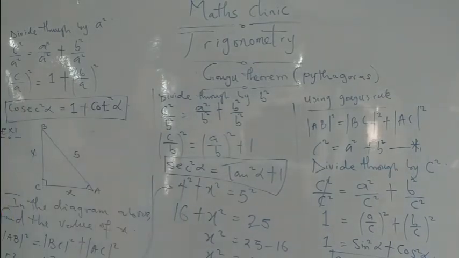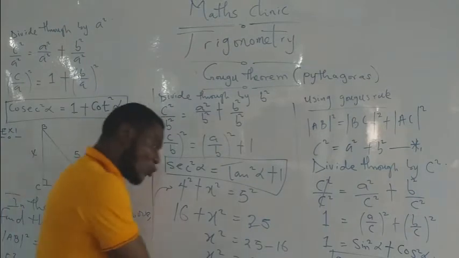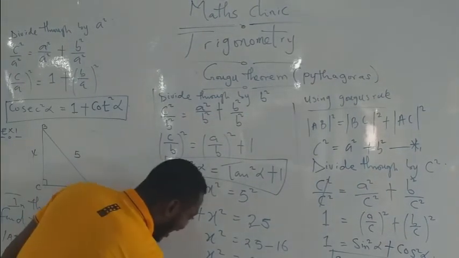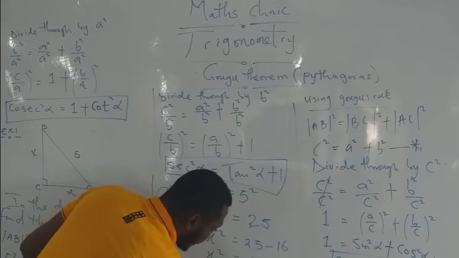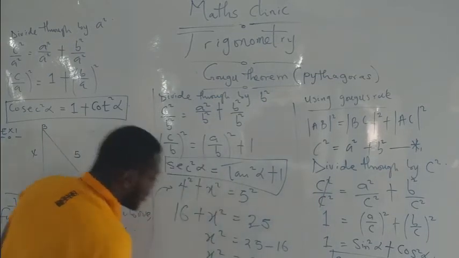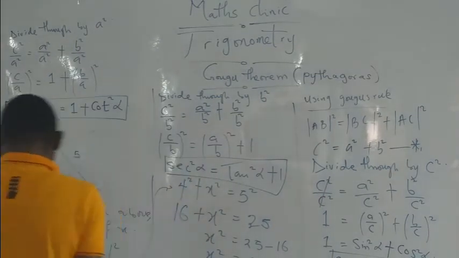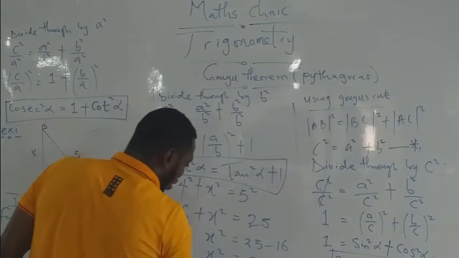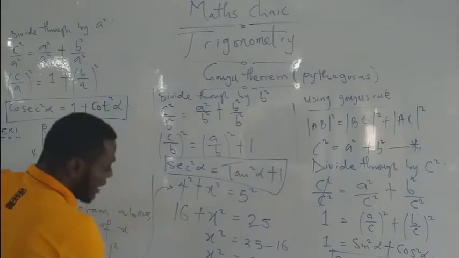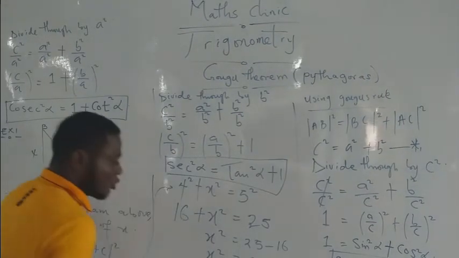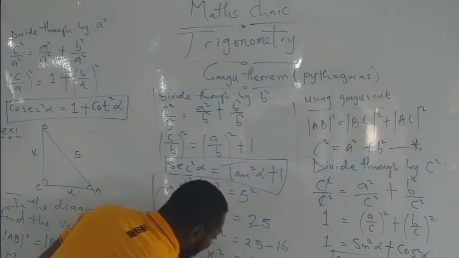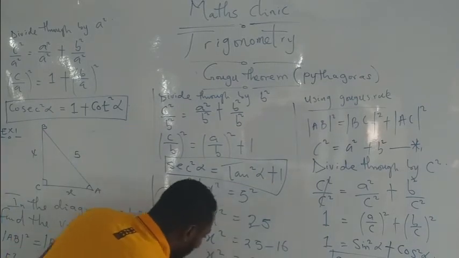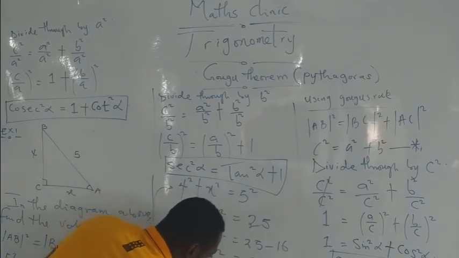So you have to be very, very careful here. Once you get here, normally you would say x equals square root of 9, which is equal to 3. That is wrong. So what would this be now? We can say x equals, take note, plus or minus square root of 9. So x equals plus or minus 3.